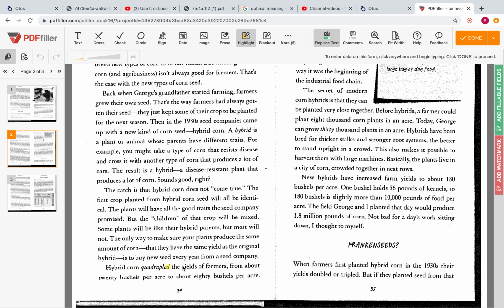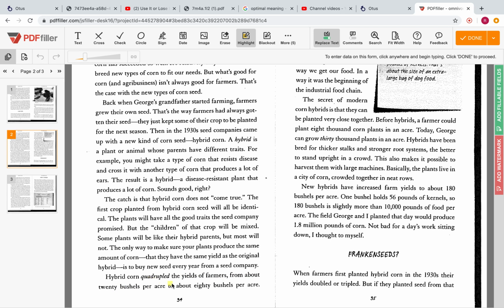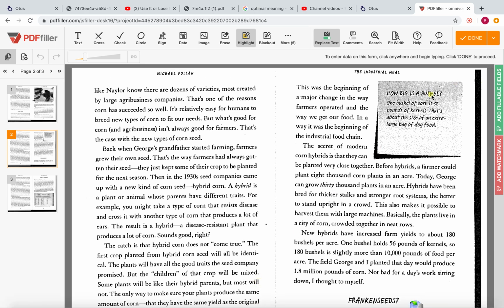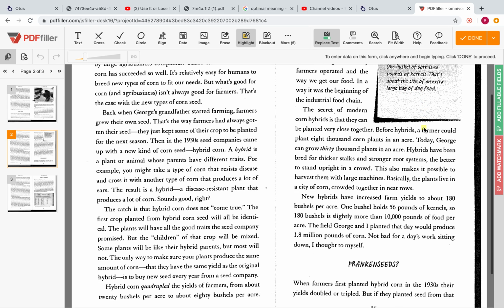Hybrid corn quadrupled the yields of farmers from about 20 bushels per acre to about 80 bushels per acre. So what is a bushel? One bushel of corn is 56 pounds of kernels. So that's about the size of an extra large bag of dog food.